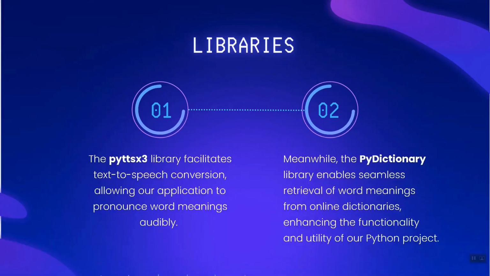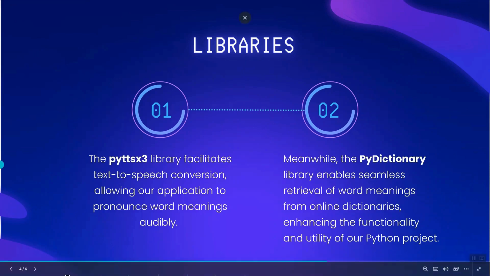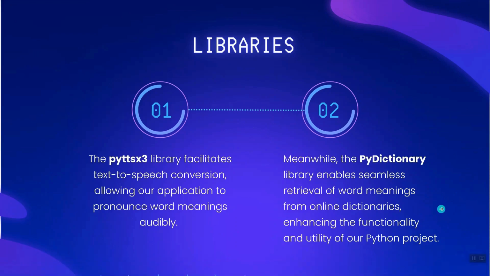In this slide, we discuss the significance of pyttsx3 and PyDictionary libraries. The pyttsx3 library enables our application to convert text to speech, allowing users to hear the pronunciation of word meanings, whereas the PyDictionary library seamlessly retrieves word meanings from online dictionaries, enriching the functionality of the project.